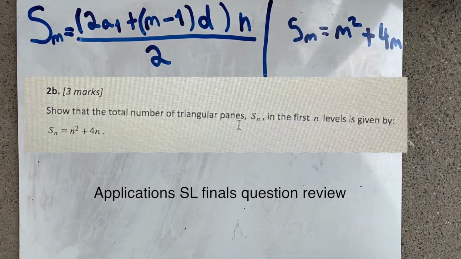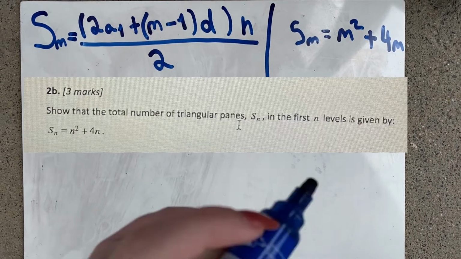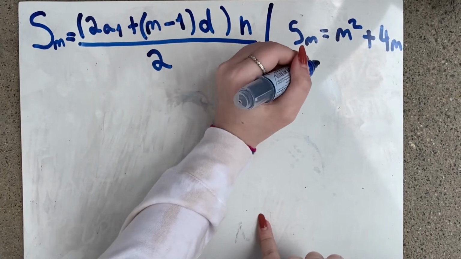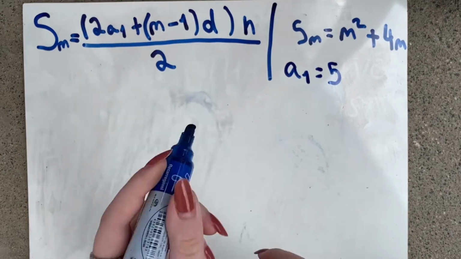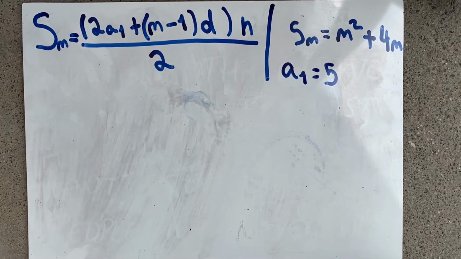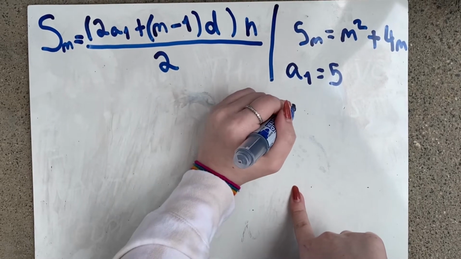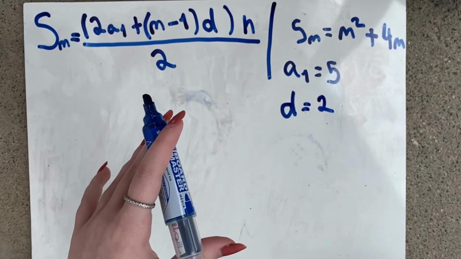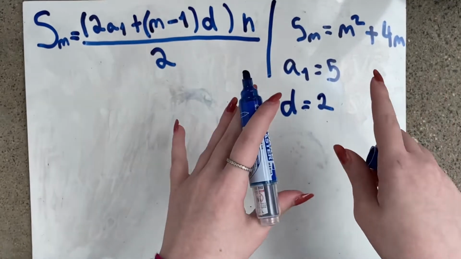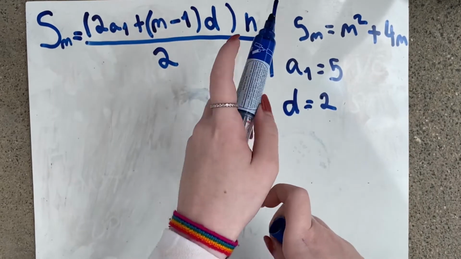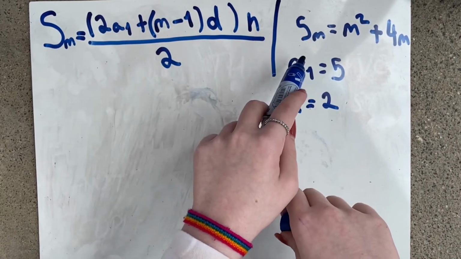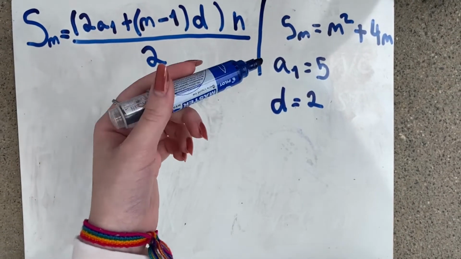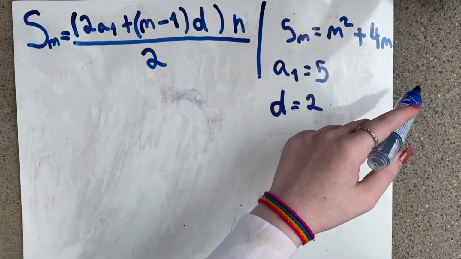Okay, so the problem we're solving tells us that in the first level there are 5 glass panes. So we know that A1 is equal to 5, and it tells us that every next level has 2 more than the other. So we know that our common difference is 2. Right. And what they're trying to say is that they want us to show why this formula for finding the series of n number of glass panes is equal to n squared plus 4n.